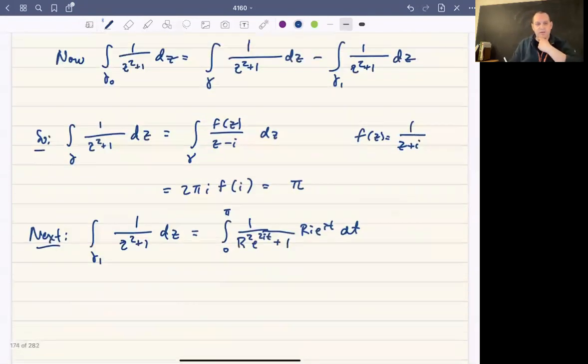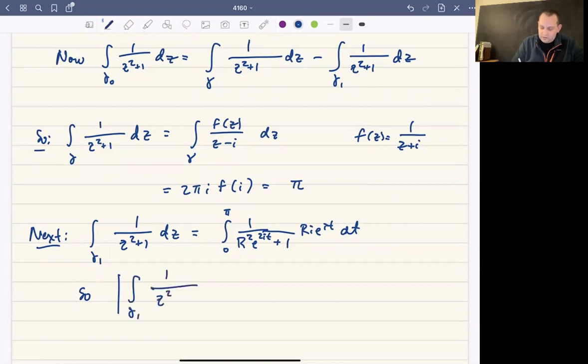We need to be a little bit careful here. What I want to do is bound this integral from above. I don't care if we can evaluate it explicitly. I know that you can evaluate this, because 1 over z squared plus 1 has an antiderivative at least over certain regions. But that doesn't matter. All that I want to do is bound this.